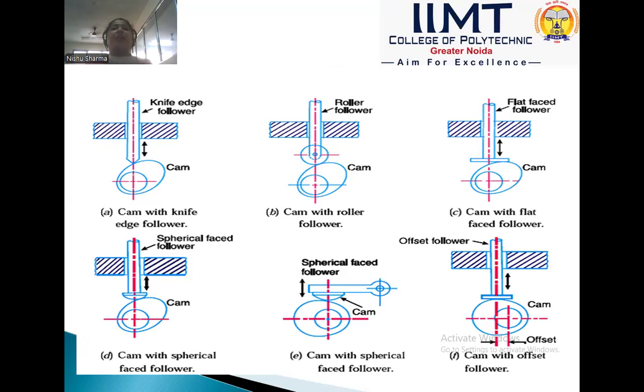In the offset follower, the center line of the cam and the axis of the follower are not the same. There is a distance apart. So that is called the offset follower. In diagram F, we see that between the center line of the cam and the axis of the follower there is a distance, and this distance is called the offset. So it is the offset follower.